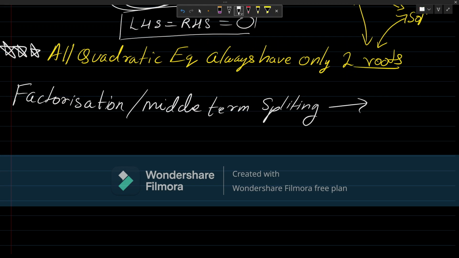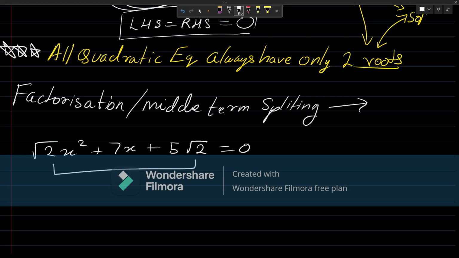Now here, suppose for example, I have root 2 x square plus 7x plus 5 root 2 equal to 0. They are saying find the roots of the quadratic equation by factorization method. They will specify that, and in this chapter you only have the factorization method. There's another method you can solve it with, but I will discuss it later in the video. So first, splitting the middle term.